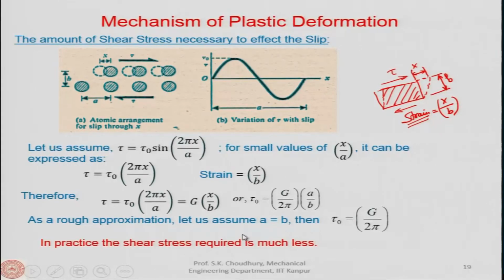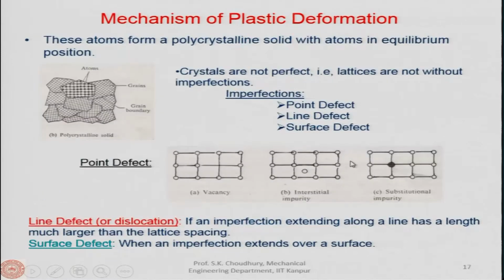So, overall, as we have seen, the maximum stress can be found out easily. Theoretically, this is the strength of that material divided by 2 pi. All right. Now, why in practice is the shear stress required less? Because, you know, we will come back to the defects, because of these defects.